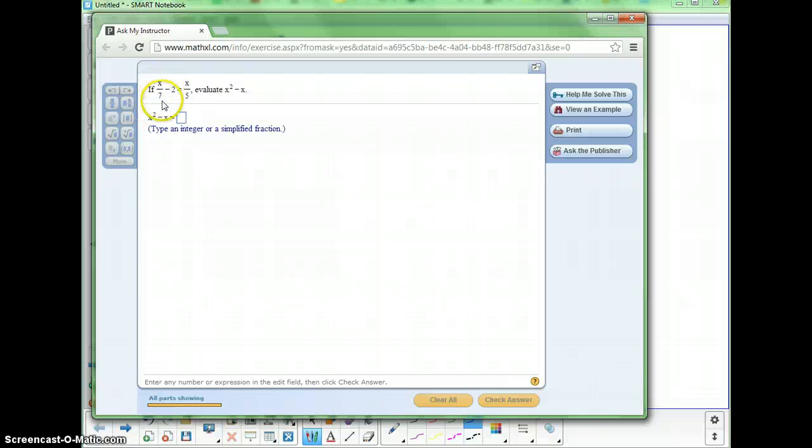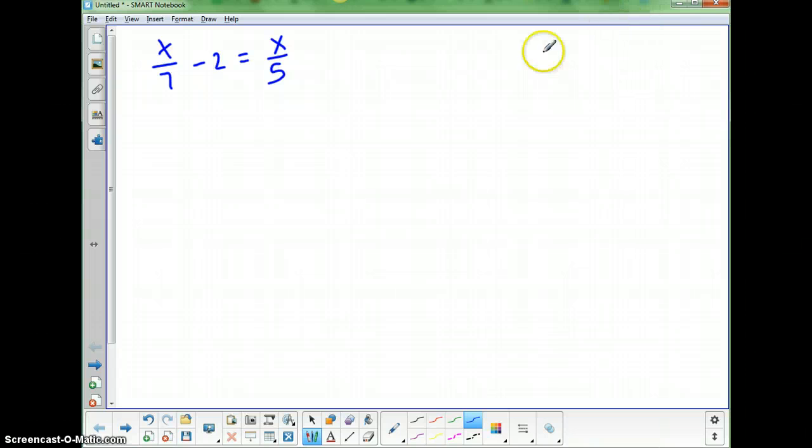If x over 7 minus 2 equals x over 5, I need to figure out what the value of x is in this equation. Now I'm going to use the method of common denominators for this equation. Notice 2 is 2 over 1, so my common denominator is going to be the common denominator of 7, 1, and 5, so 35. 35 is the smallest number that 7 and 5 both go into. So what we're going to do next is multiply everything by 35.